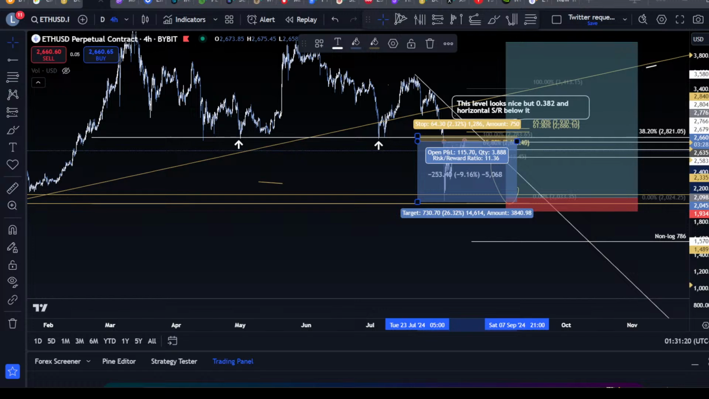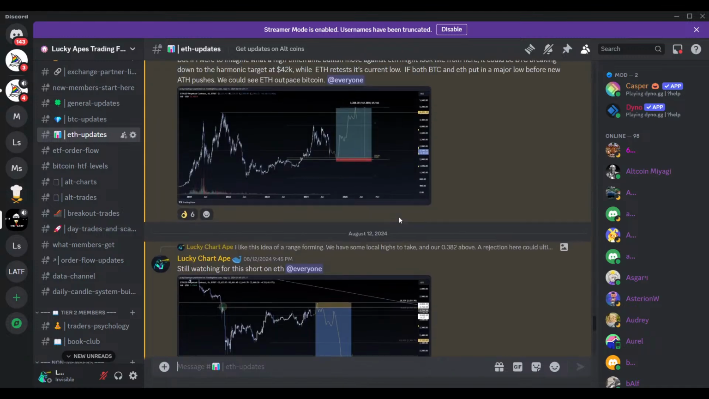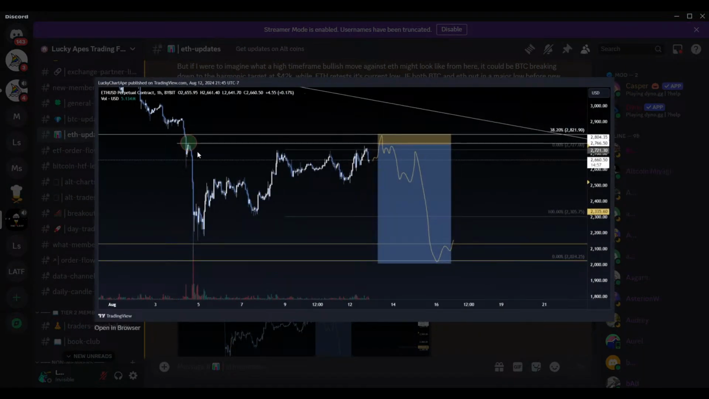I can just quickly, I'm going to go here really quick. So I'll just show you this. I don't have a ton of Discord updates on ETH, but this is just in the ETH updates channel in the Discord. So this is back on the 12th, 8 days ago. I was just looking for the short, right, to take this local high here.